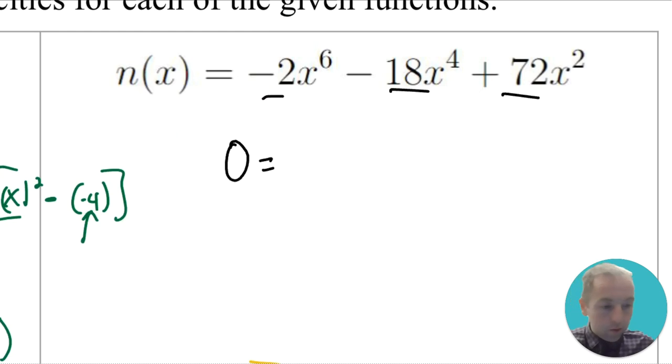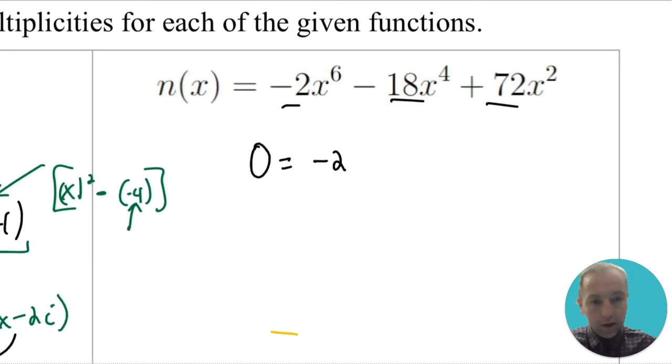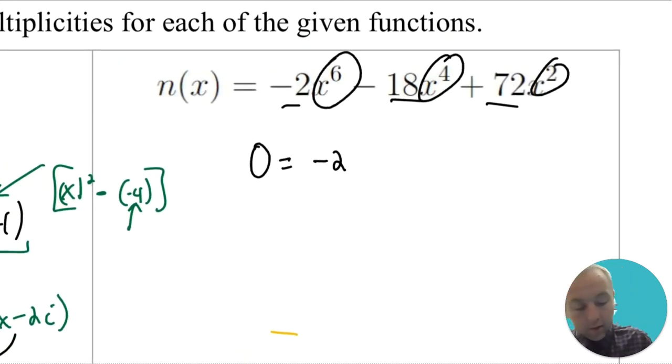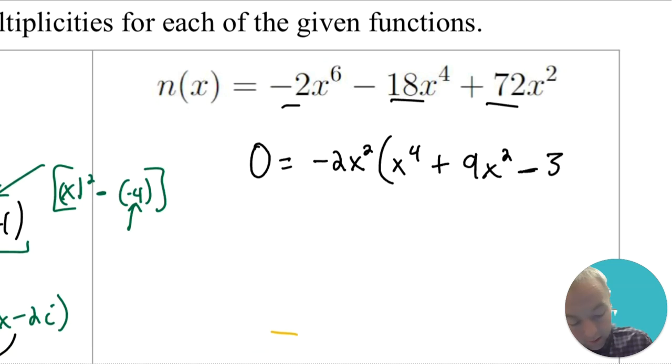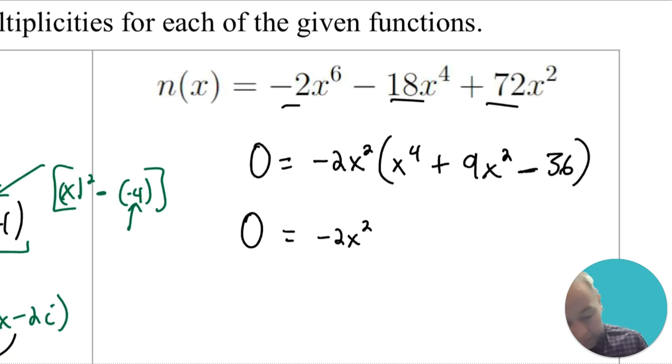2, 18, and 72 are all divisible by 2, so you could take out a 2, but I would also take out a negative, because the leading coefficient is negative. And then you also have x to the 6th and x to the 4th and x squared, so I would also factor out x squared from all the terms. It leaves you with x to the 4th plus 9x squared minus, because you took out a negative, and then 36 is half of 72. Cool. Alright, so then we have negative 2x squared.